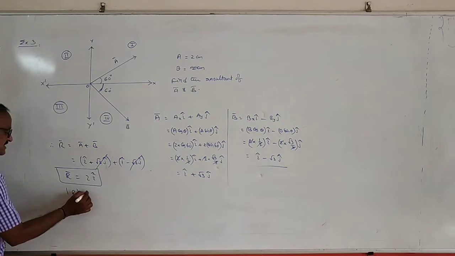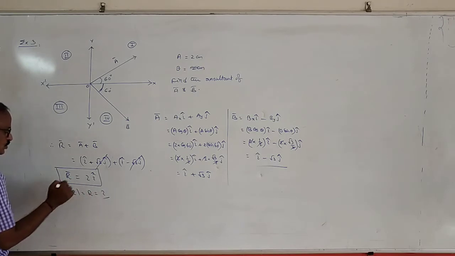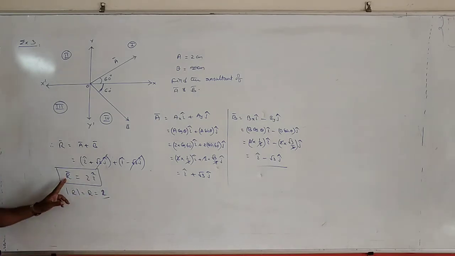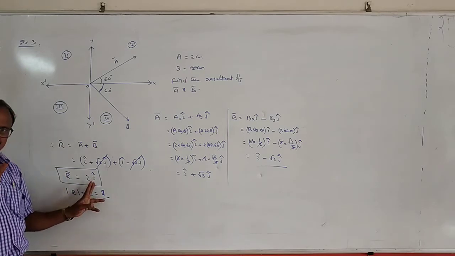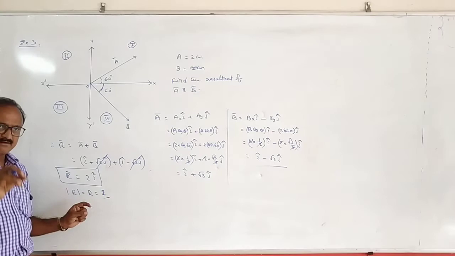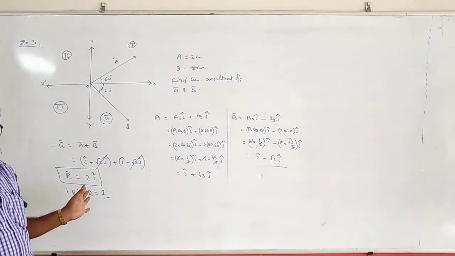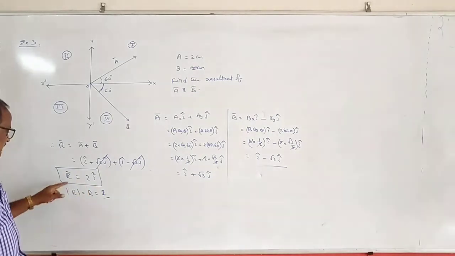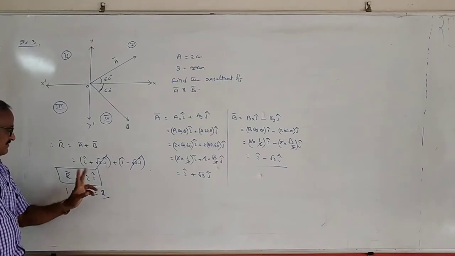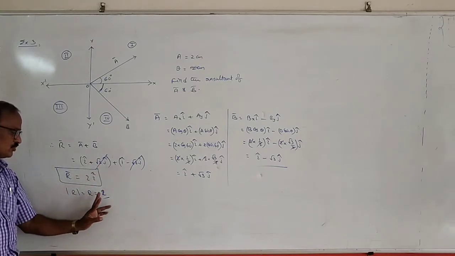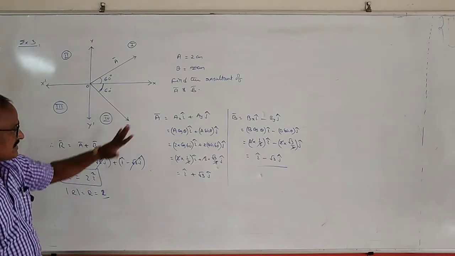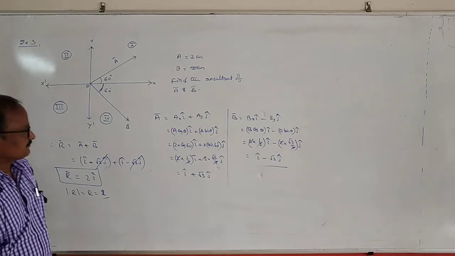Magnitude of the resultant is given by R is equal to 2. And what is the direction of the resultant? Direction of the resultant means here there is only i cap. Means the resultant vector must be along the positive x direction. Okay, R bar must be along the positive x direction and whose magnitude is equal to 2. So this is the solution for the given problem.